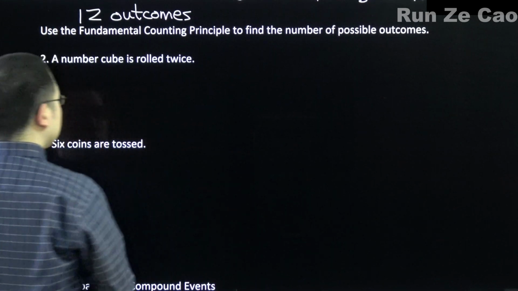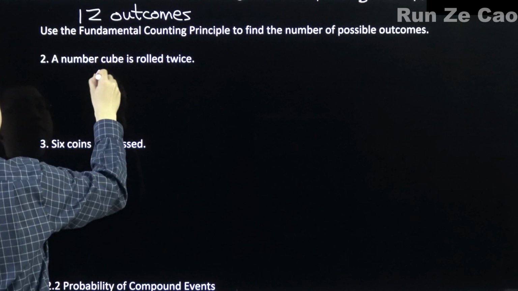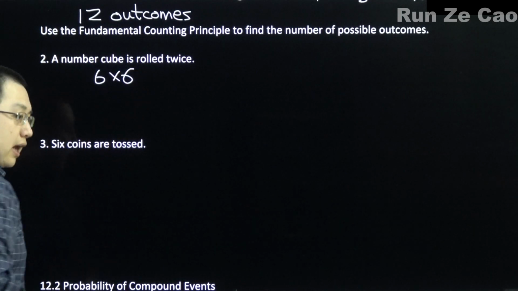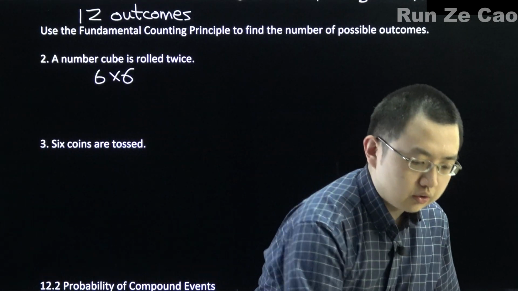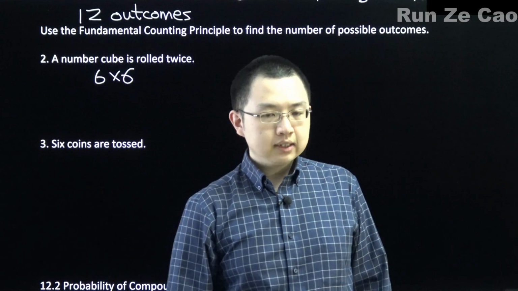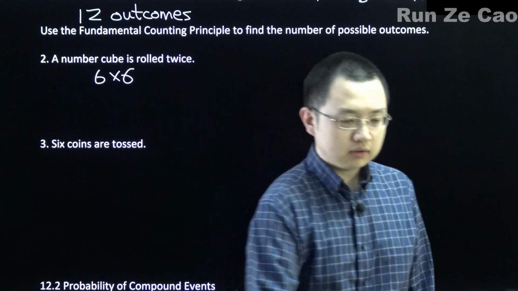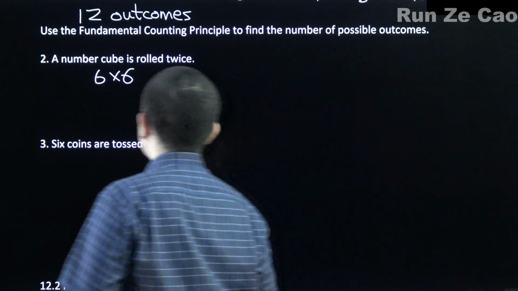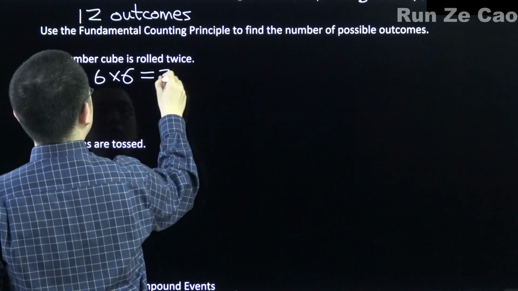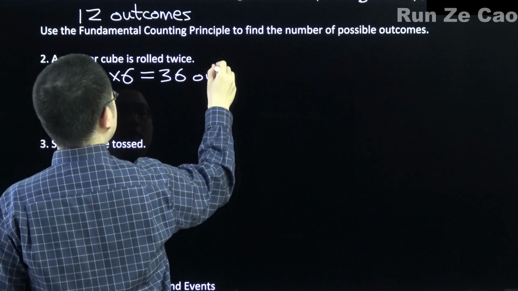We roll a number cube twice. Well, 6 times 6, because a number cube refers to a 6-sided die. And we roll it twice, which means 6 outcomes for the first roll times 6 outcomes for the second roll is equal to 36 outcomes.